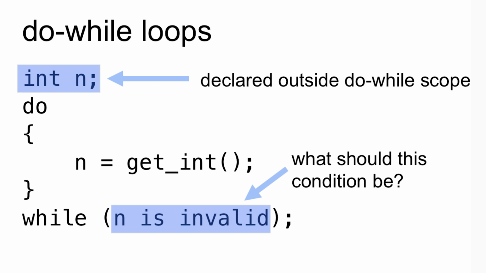Okay, so now let's talk about what this condition should be. We want to only reprompt the user as long as n is invalid. So think to yourself what an invalid integer value would look like, and then create a Boolean expression to express that. We're almost finished with our subtask of prompting and validating user input.